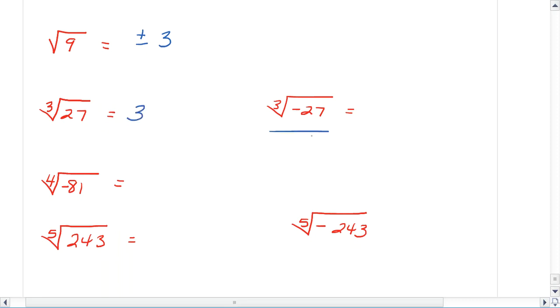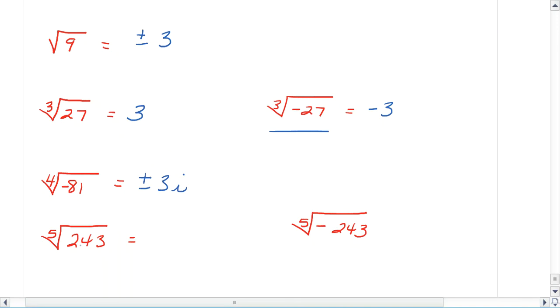Here, when you're asked for the cube root of negative 27, then it would be negative 3, because negative 3 times itself 3 times is negative 27. Never an i involved when you have an odd root. Here, the fourth root of 81, since 3 times itself 4 times is 81, so this would be plus minus 3i.